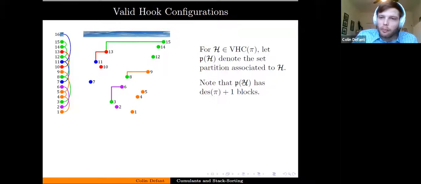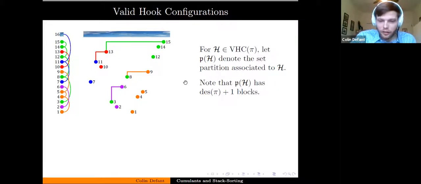And notice that the number of blocks of this partition is 1 more than the number of descents of the permutation. This is just because the number of blocks is the same as the number of colors I'm using. And I get 1 color for every hook, plus 1 additional color, blue, for the sky. And so the number of blocks should be 1 more than the number of hooks. But remember, I said the number of hooks is the same as the number of descents of the permutation. That's why we have this.